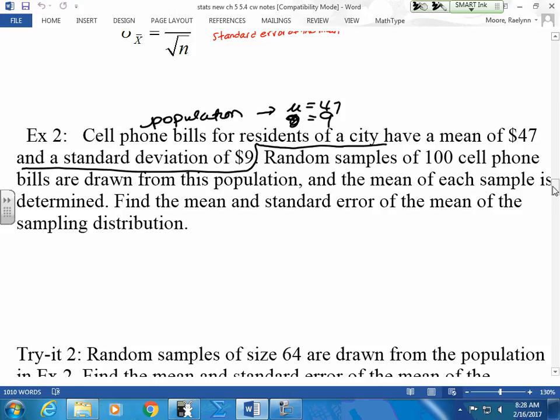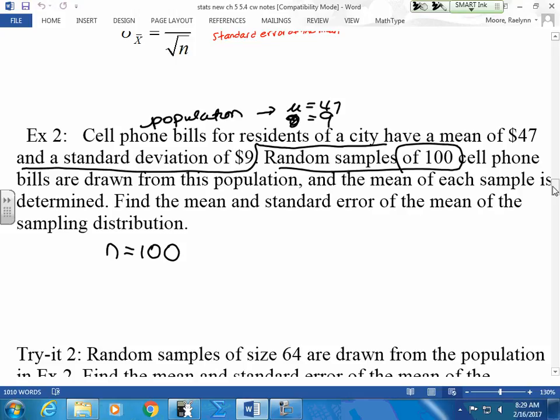Now, from this population, I am going to take samples, and my sample size is going to be 100. That's my N. So random samples. Notice they said more than one. They take a sample of 100 from this city and ask everybody what their cell phone bills are. From that sample, they take the mean. Maybe their mean is $50, and they mark it down. They throw those people back into the population.